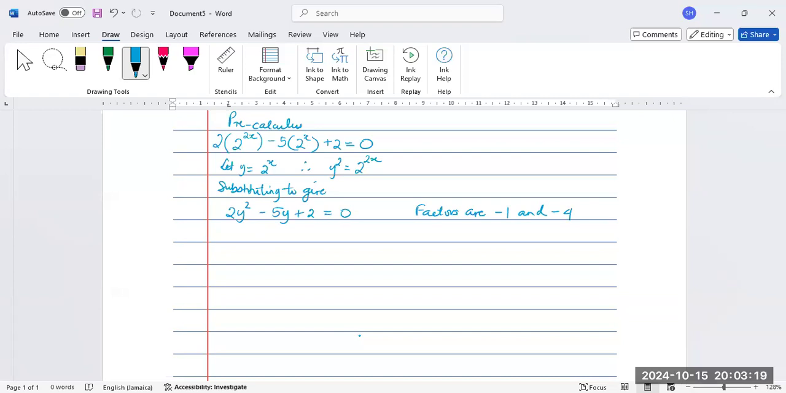Could you just explain how you factorize it? I'm multiplying the coefficient of y squared by the constant. The coefficient of y squared is the number in front of y squared. What number is in front of y squared? 2, sir. What's the constant term? 2.